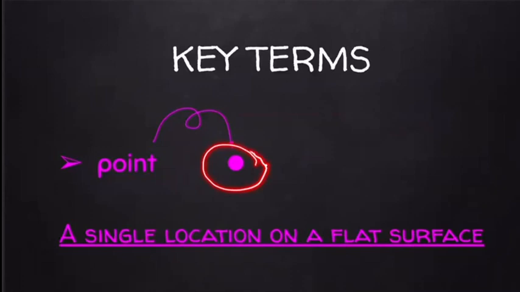Okay, some people call it dots, but the math term is point. And a point is a shape on any single location on a flat surface. So an example of a flat surface would be a table, the wall, the floor, even a piece of paper. Like when you have a piece of paper and you just write a point there.